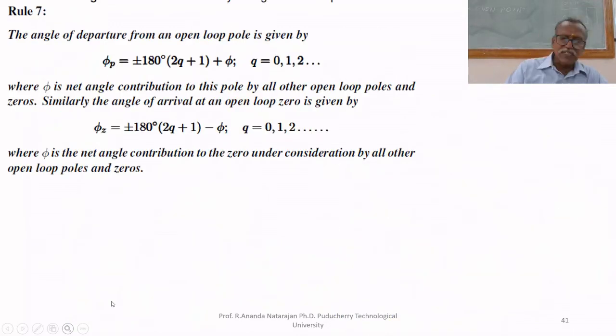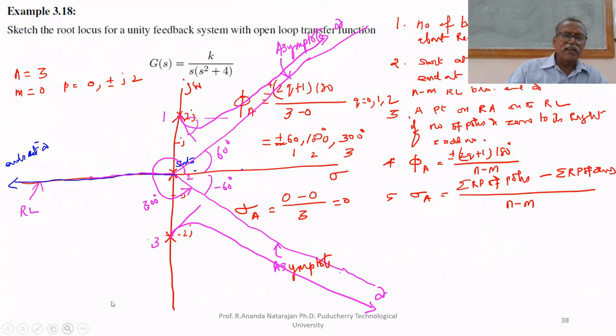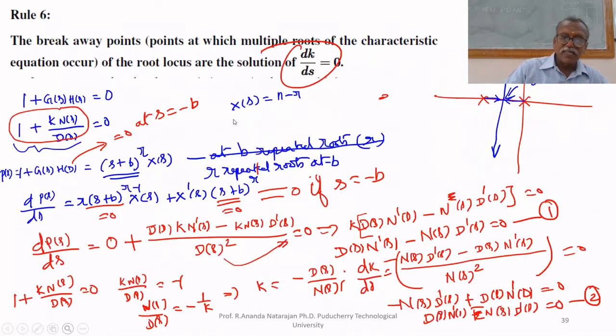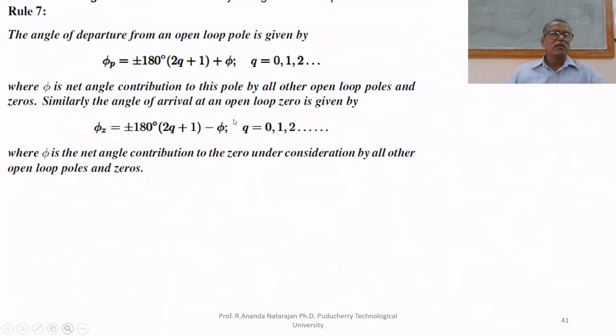Already we have seen the angle of departure. Here it is required: at what angle it is coming out of 2j and minus 2j, we have to find. That can be found by rule 7. Coming out of a pole is called departure. If it reaches a zero, it is called arrival, the angle of arrival. Sometimes the angle of arrival is also required.